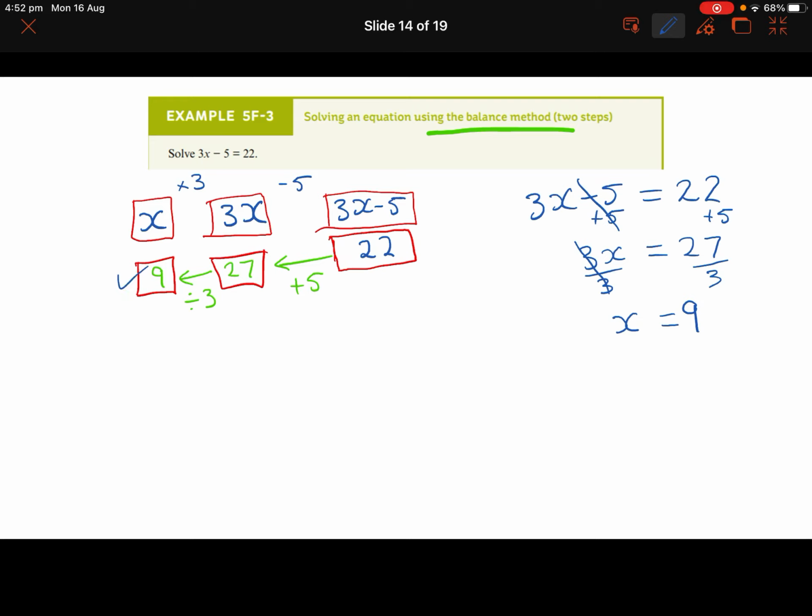So these are two different methods. We're focusing on this one today. The more practice you can get at this, the better for the long run. Okay, so good luck.